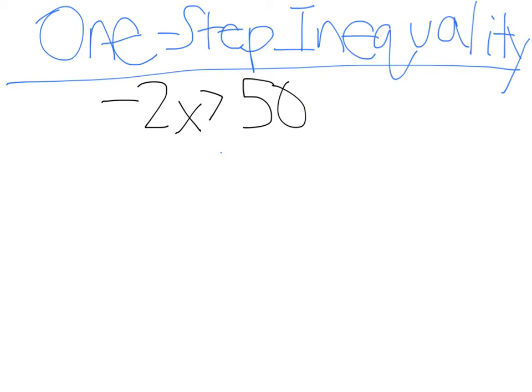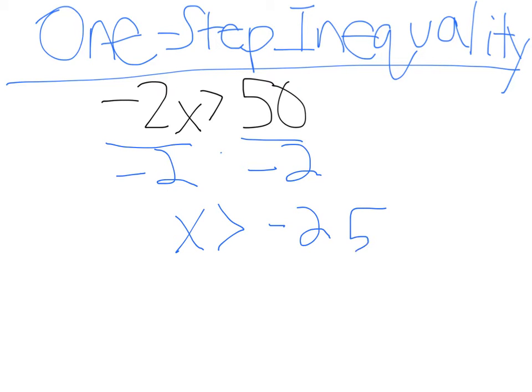Okay, so now we're going to be doing the one-step inequalities, and you're going to want to divide both sides by -2. -4. You will multiply 2. It's going to give you x is greater than -25, but you're actually going to have to flip that. So it's going to be x is less than -25.